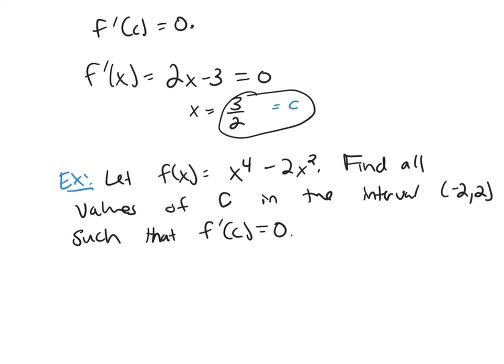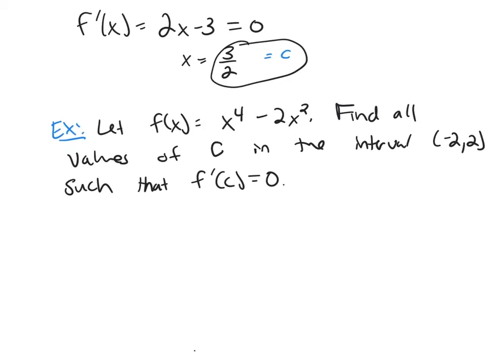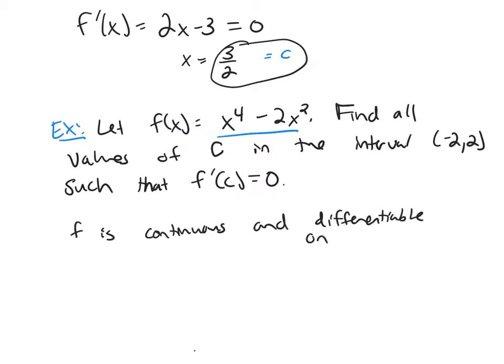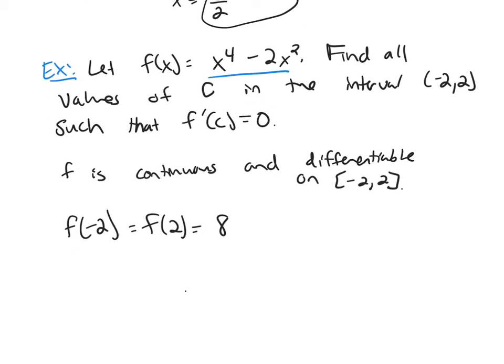So again, I'm looking at a really nice function. I'm looking at a polynomial. So this function f is continuous and differentiable on the interval -2 to 2. If I plug in 2 into my function and -2, I get the same value back. I'm going to get 8. And so what this means, I meet both conditions of Rolle's theorem, so I can then use Rolle's theorem.